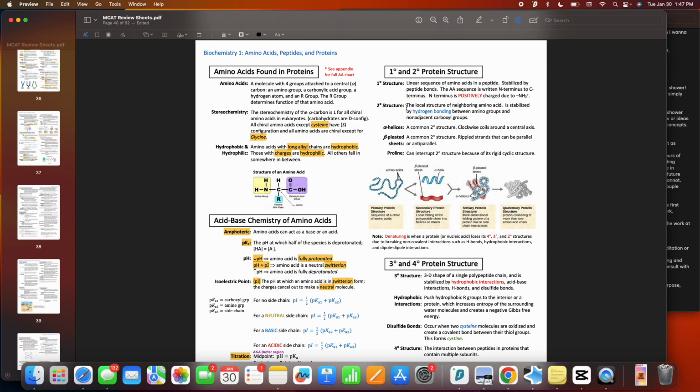Now the secondary structure is the local structure of neighboring amino acids. It is stabilized by hydrogen bonding. Hydrogen bonding is a specific feature of secondary structures between amino groups and non-adjacent carboxyl groups. So it's not beside it, it's between amino and non-adjacent carboxyl groups.